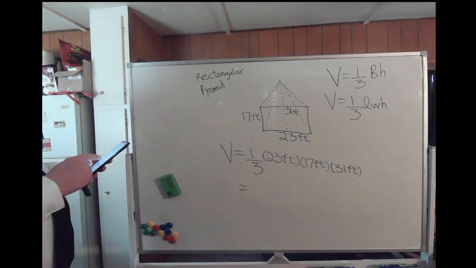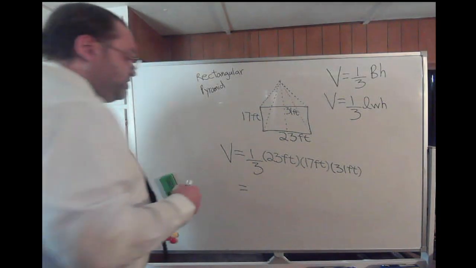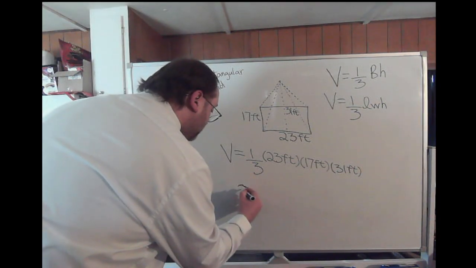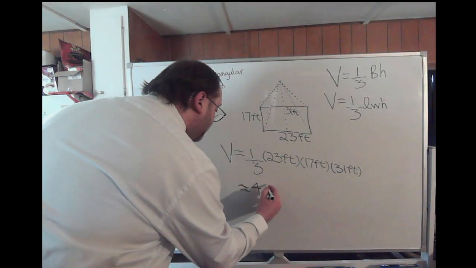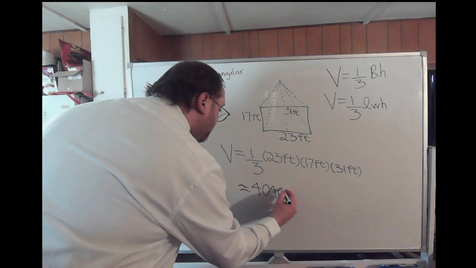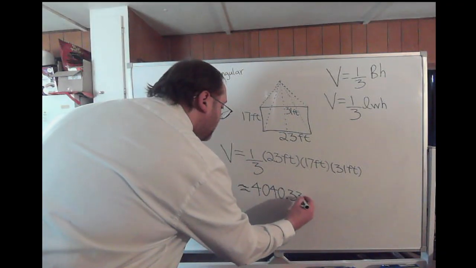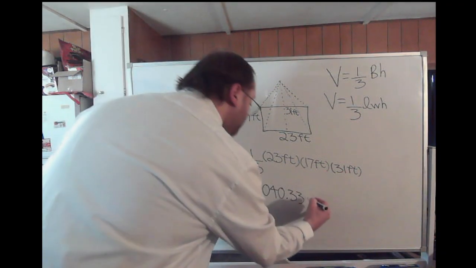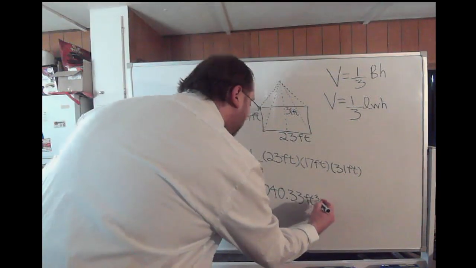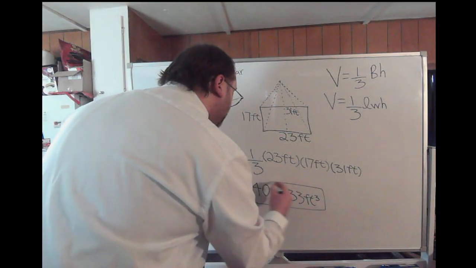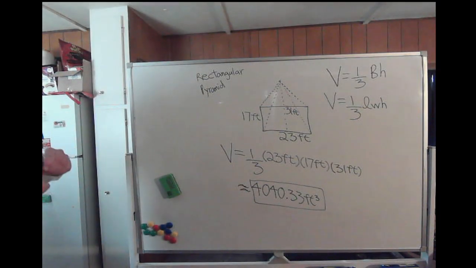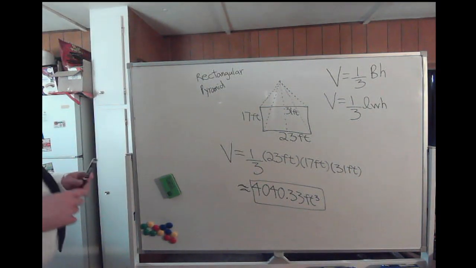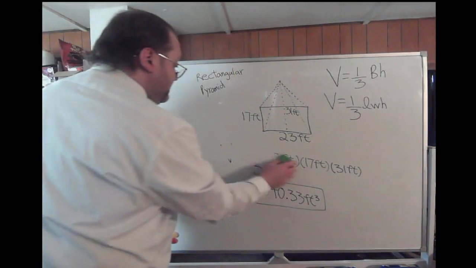Come on, calculator. 1/3 times 23 times 17 times 31. That comes to approximately 4,040.33. Then you have feet times feet times feet. That's cubic feet, or feet to the third power. So the volume of this rectangular pyramid is 4,040.33 cubic feet. And that's really all there is to finding the volume of a rectangular pyramid.